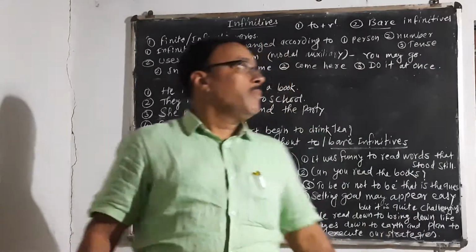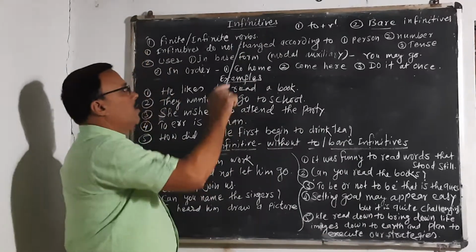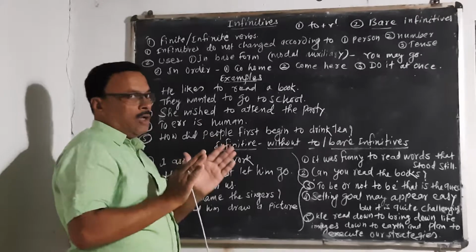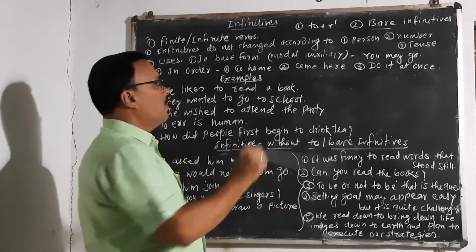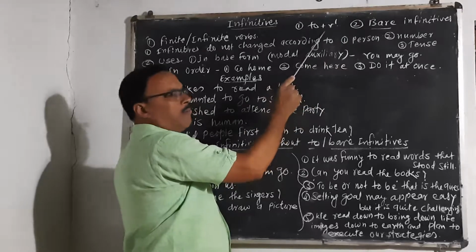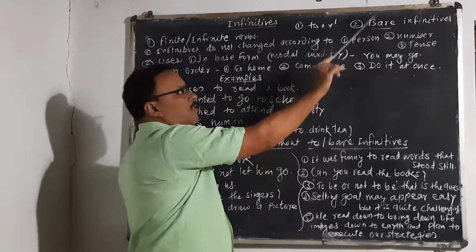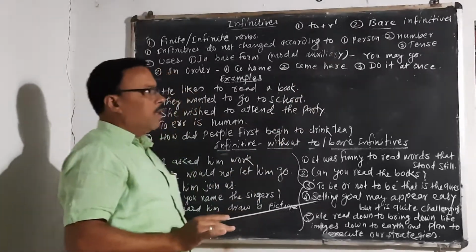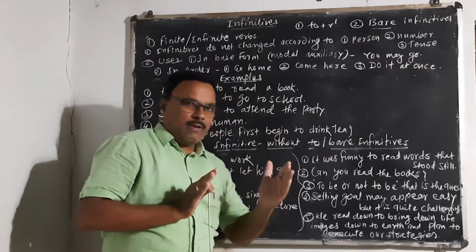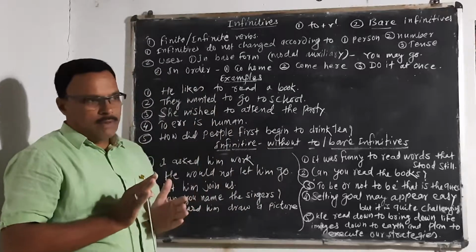Welcome students. Today we are going to study about the infinitives. Now the infinitives are of two types, with to and without to. With to means to plus V1 form, and without to means bare infinitives. Okay. Now first of all we have to confirm the finite verb and infinite verb.